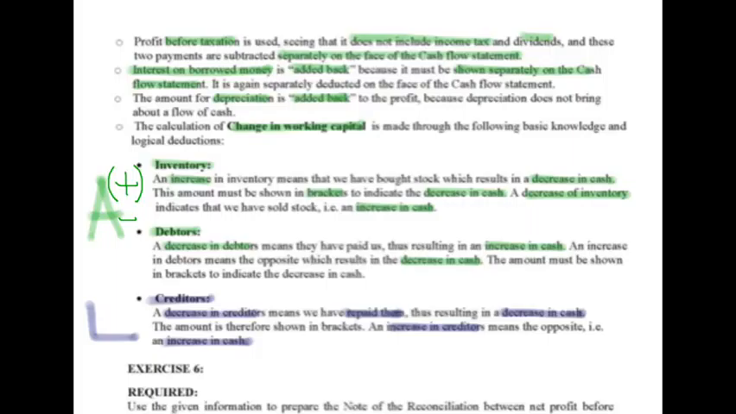Thus, we can come to the following conclusion. For liabilities, in other words, for creditors, an increase would mean an inflow, right? I just write it as normal. Whereas a decrease is shown as an outflow, so I put it in brackets. That's a general rule that you can study and know off by heart.